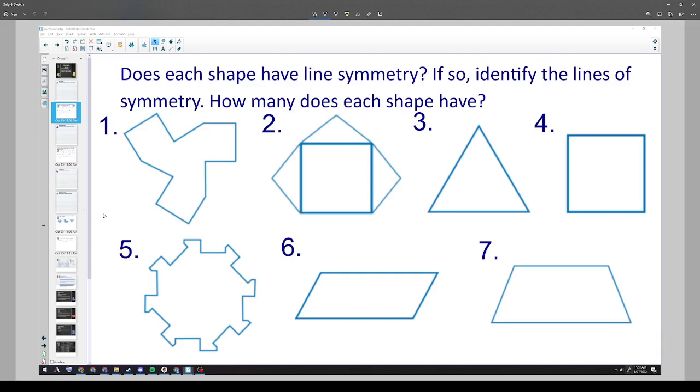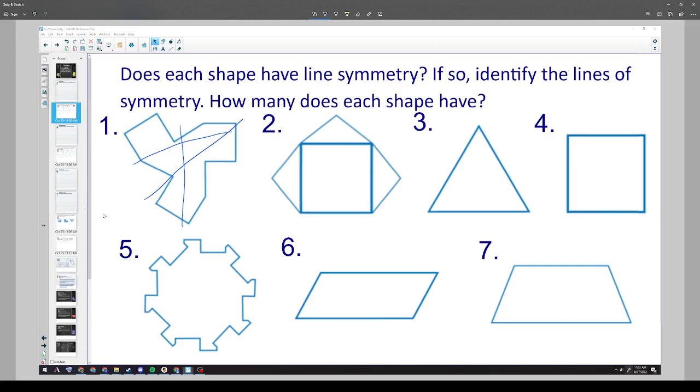So number one, it does look kind of symmetric. It looks like there's something going on there that's repeatable, but I can't find any spot where I could cut through the shape. Say I cut through it right here. The left and right half are different. No matter where I cut through it, I can't make two identical shapes on either side. So there is no line of symmetry in this shape right here.